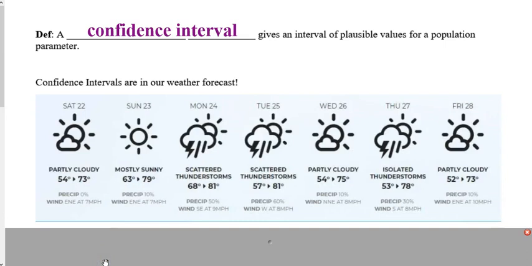A confidence interval gives us an interval of possible values for a population parameter. We talk about this all the time. We're talking about numbers like these right here. What are those numbers? The range of the temperatures. A low of 54, a high of 73. That's what they're predicting is going to happen. That's the interval of temperatures for Saturday. So we don't use the word confidence intervals in our everyday life, but these are confidence intervals.